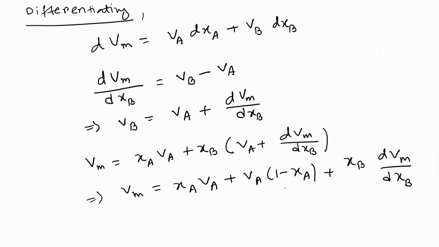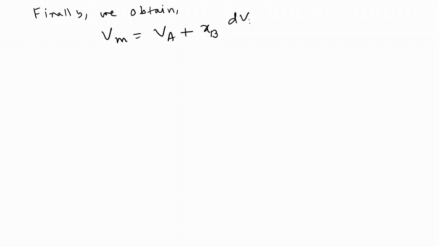So, xB is nothing but 1 minus xA, right, because we consider a binary mixture, okay. So, what do you get? Finally, we obtain Vm is Va plus xB dVm by dxB, okay. So, we get finally this equation.